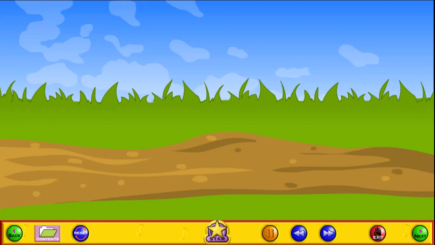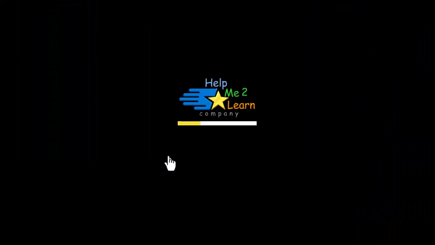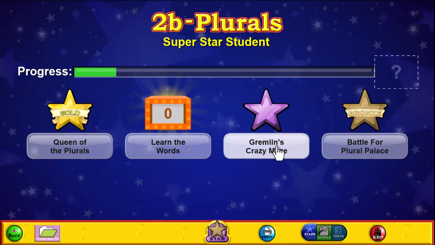Terrific, a gold star. Click on the next button to go on. So we can click on the gold star and then we can see the rest of the activities that are in To Be Plurals. So we have our Learn the Words. We'll look at that real quickly. And these are the words that we're going to cover in our Learn the Words activities. And then we can go back to the star page and we see we have the Gremlin's Maze, and the Battle for the Plural Palace, which is an amazing and challenging game.